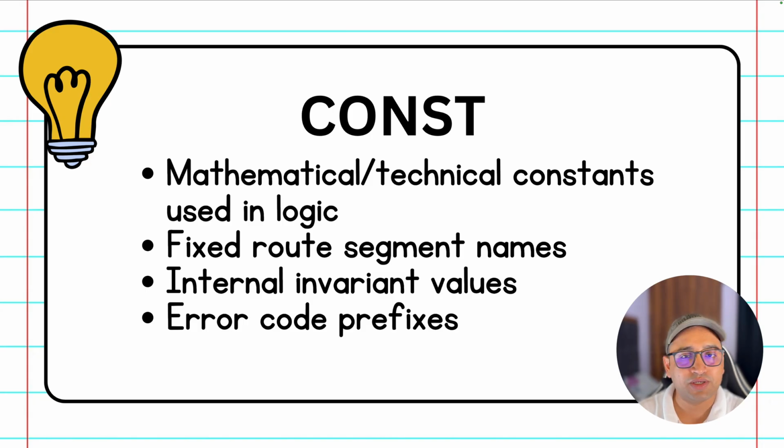Fixed route segment names. Suppose we are working with a front-end application and we have some route segments, for example, on click of this button I want to navigate to about us. Those pages, like about us, contact us, details, you can write in the constants file. You can write a proper, meaningful name, and then add the actual route value there. Internal invariant values, some value that will not vary and will not change, are constants. So those things you can write in constants.